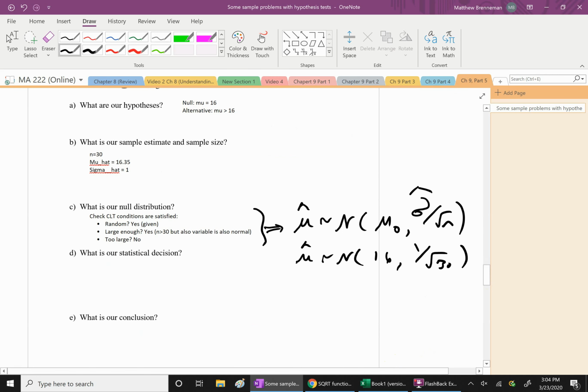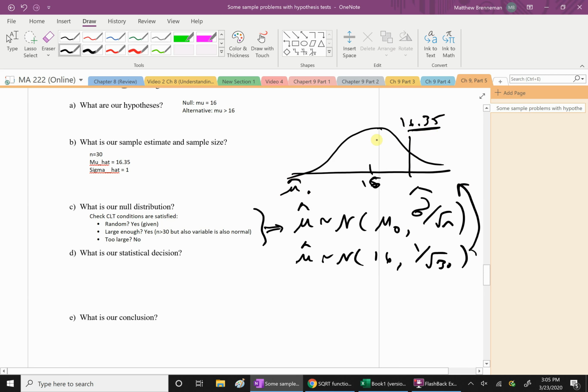So what we're going to do is judge our sample statistic in this distribution. This is 16, not 15. So in this distribution, we're going to take 16.35. We're going to ask how likely is it we could get this sample mean if the null hypothesis was true. How likely is it, that is, what is its percentile? And that percentile in the context of a hypothesis test we call a p-value. Okay, so let's see what we get here.